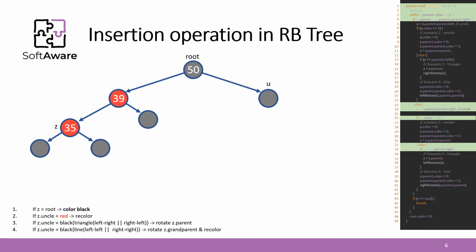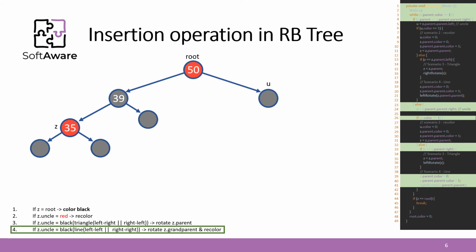So we basically execute the remaining scenario where we have linear formation, which also means we have scenario number 4. In scenario number 4, we rotate Z's grandparent and recolor. For the sake of convenience, I recolored first, but you can go on and recolor after rotation with correct logic. This approach wouldn't break our red-black tree definition, and we would still have a valid red-black tree after the recolored nodes.